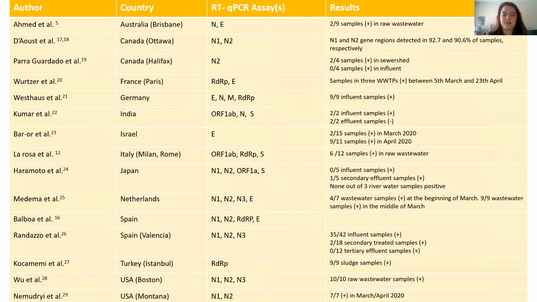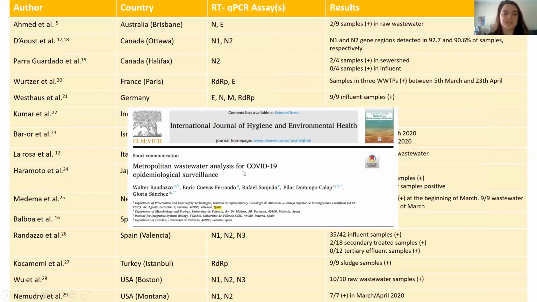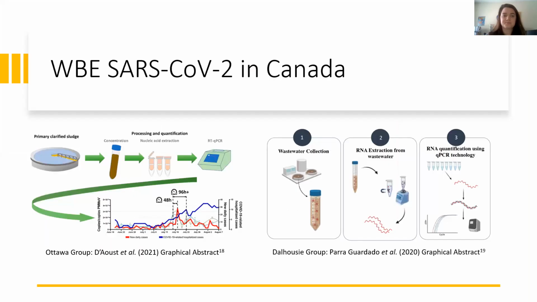And then one other study internationally that I wanted to bring to your attention is this one from Spain. I thought this was interesting because they demonstrated how the samples changed in their viral RNA content as it moved through treatment. So you can see down here, 35 out of 42 influent samples were positive, but after that secondary treatment, only 2 out of 18, and once they were tertiary effluent, 0 out of 12. And so that's some good evidence that the wastewater discharged in the environment or reused may be safe and no longer infectious.